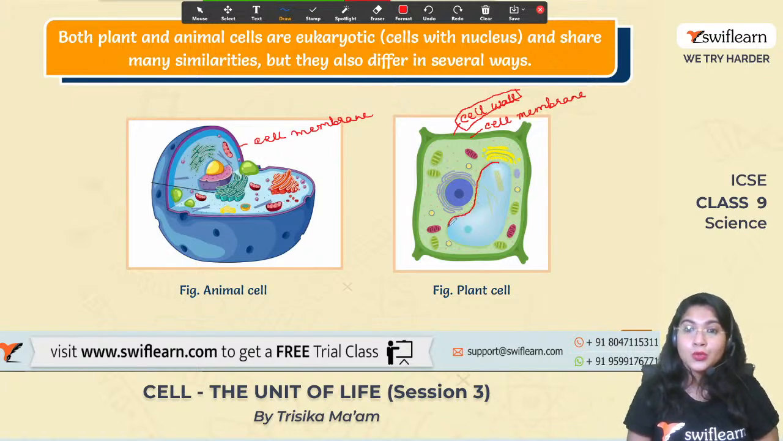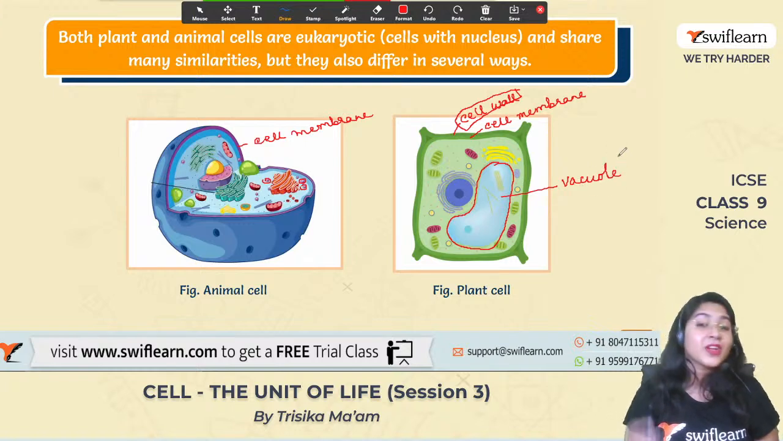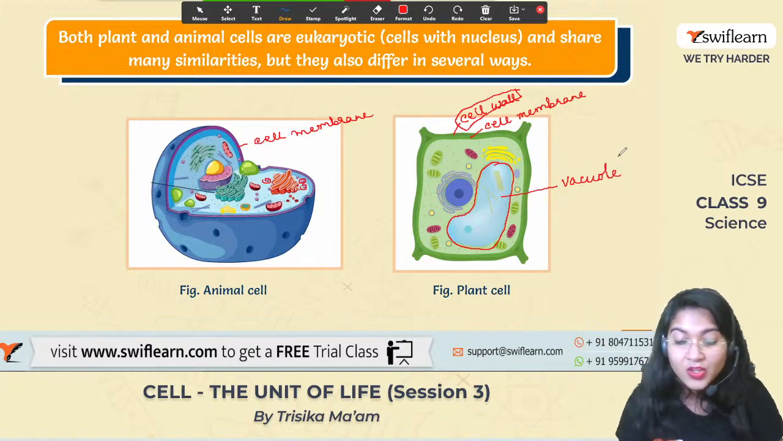Now, can you see the vacuole? A huge vacuole is present in the plant cell, right? But what about the animal cell? Very small vacuoles are present. Sometimes they are present, sometimes they are not present at all, right? So these vacuoles are very large in the case of the plant cell, but in animal cells they are temporary and very small.